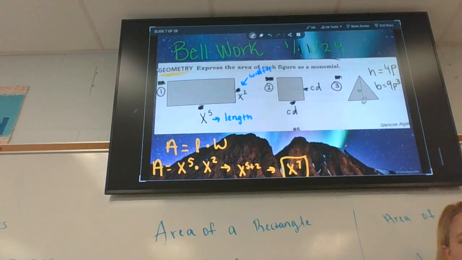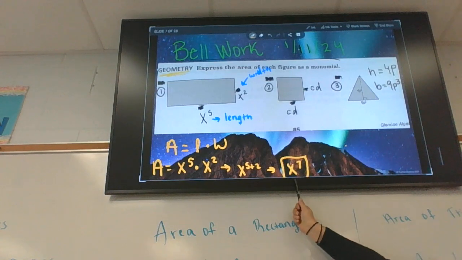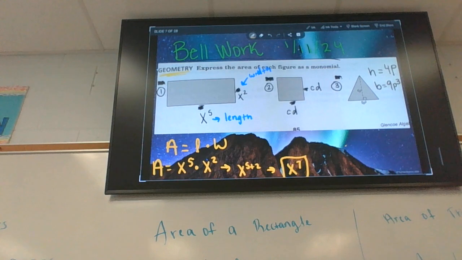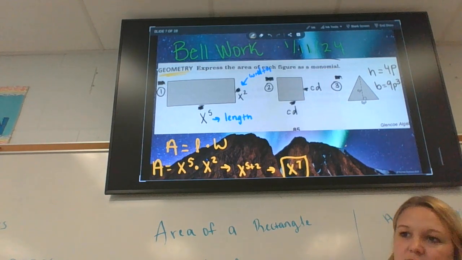So it says express the area as a monomial. This is called a monomial. This is a degree. It's the 7th degree monomial. So we're just using the properties that we've been practicing the last 2 days. Okay.